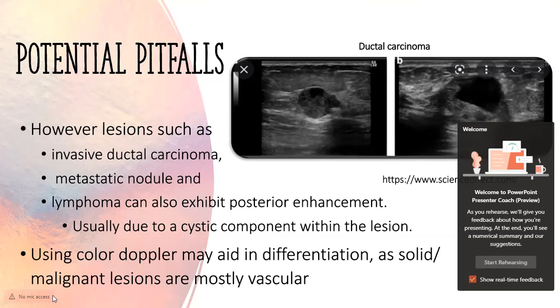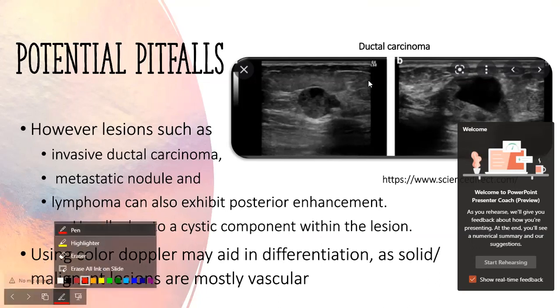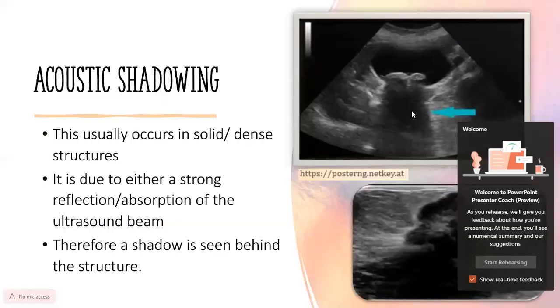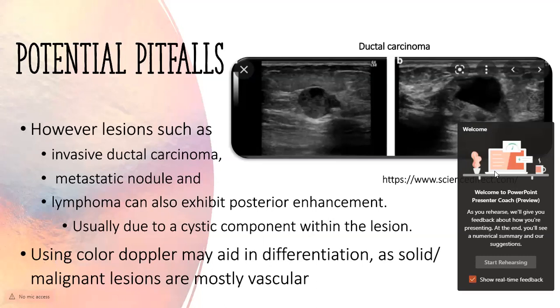So if we look again at these images here, we see this is a ductal carcinoma. We see the lesion here. And we see that there's posterior acoustic enhancement behind the lesion, and this is most likely due to a cystic component within this lesion.